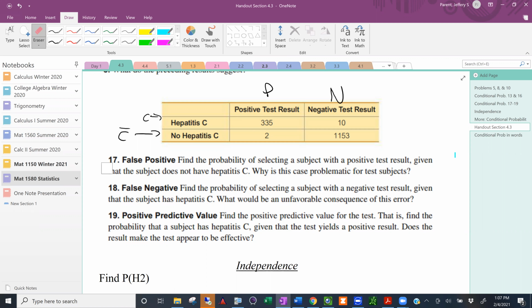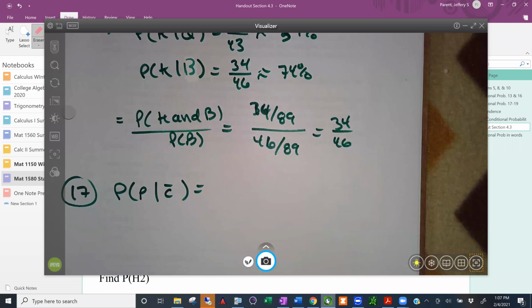Probability of P given C bar. Excellent. So we want a positive result, so it'd be a P, and the subject does not have hepatitis C, so that'd be C bar. And if you'd like to see it visually, there it is: the probability they get a positive result given that they don't have hepatitis C.